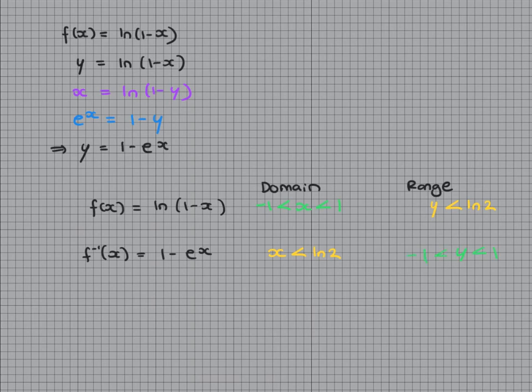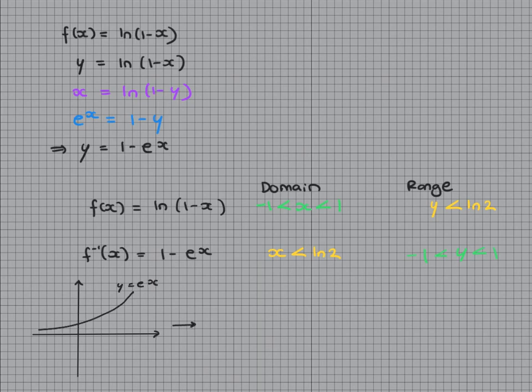Now again, you can sketch this to have a look at the shape of the graphs. So what does the graph of 1 minus e to the x actually look like? Well, let's take a look at the graph sketching of this. So what does e to the x look like? First of all, it looks like that. So that's a graph of y equals e to the power of x.